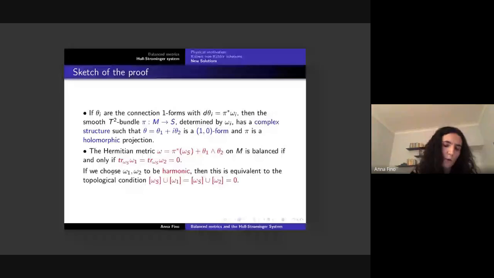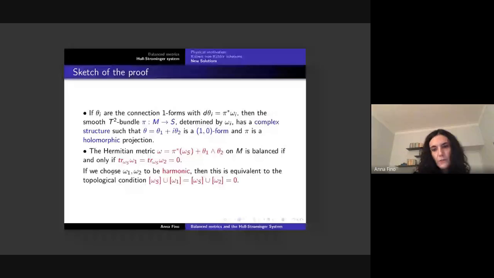The first part is more or less the same as Fu-Yau, because the Chern-Weil theory can be adapted in this case. So if theta I are the connection one-forms such that d theta I is the pullback of omega I, then the smooth T2 bundle, which we suppose by hypothesis is smooth, has a complex structure such that the 1-0 form is given by theta 1 plus i theta 2, and we ask that pi is a holomorphic projection that defines the complex structure on M.